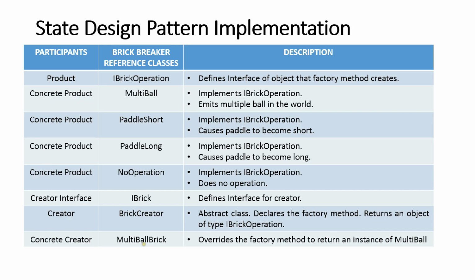Following are the participants of the factory method. We have iBrick operation, which is a product. It defines the interface of the object that the factory method creates. Then we have multi-ball, which is a concrete product. It implements iBrick operation, and its task is to emit multiple balls in the world. Similarly, we have pedal short and pedal long concrete products, which cause the pedal to become short and long respectively.